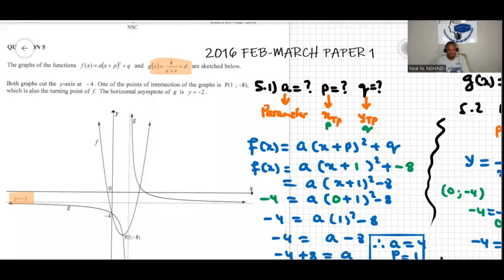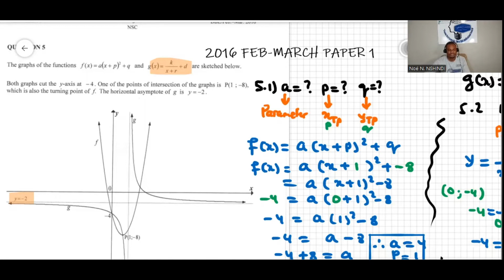Well, we have a question here, question 5. The question says, the graphs of the functions f of x and g of x are sketched below. Both graphs cut the y-axis at -4. One of the points of intersection of the graphs is (1, -8), which is also a turning point of f. The horizontal asymptote of g is y equals -2.